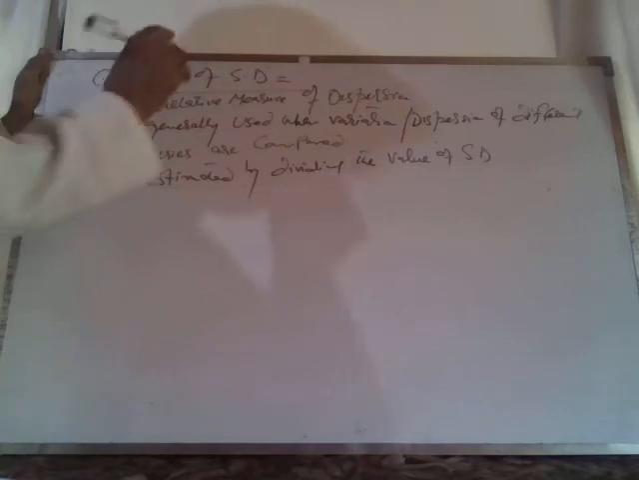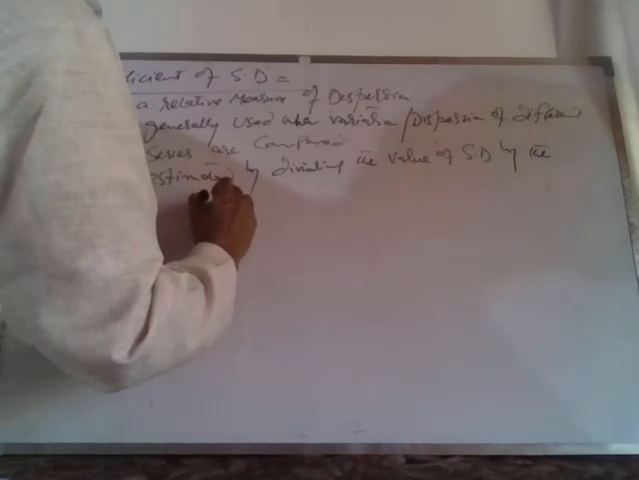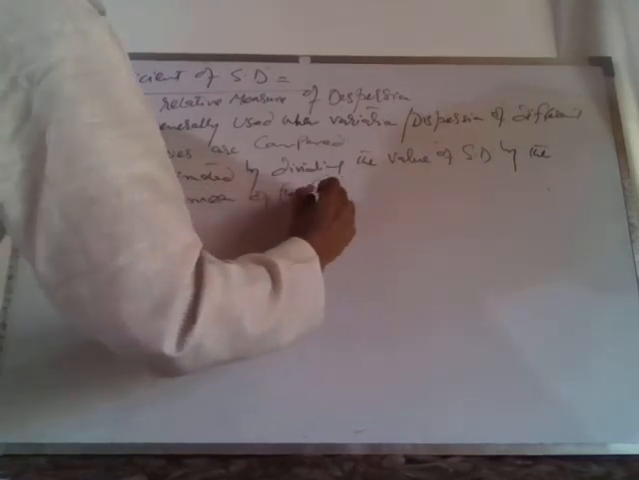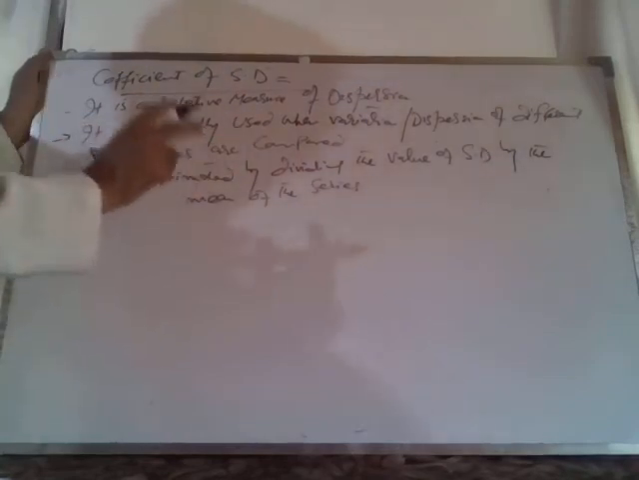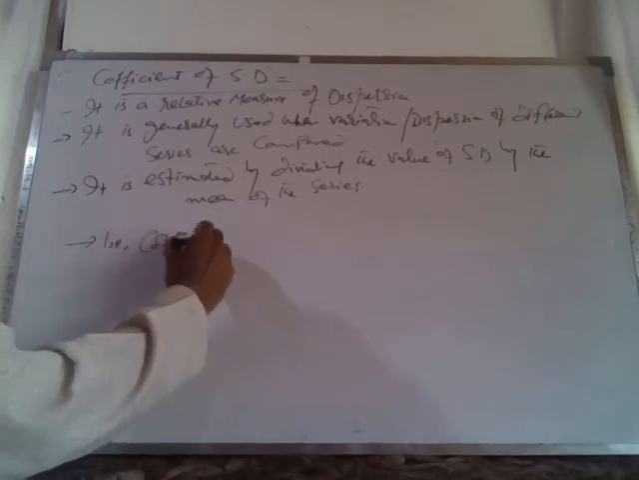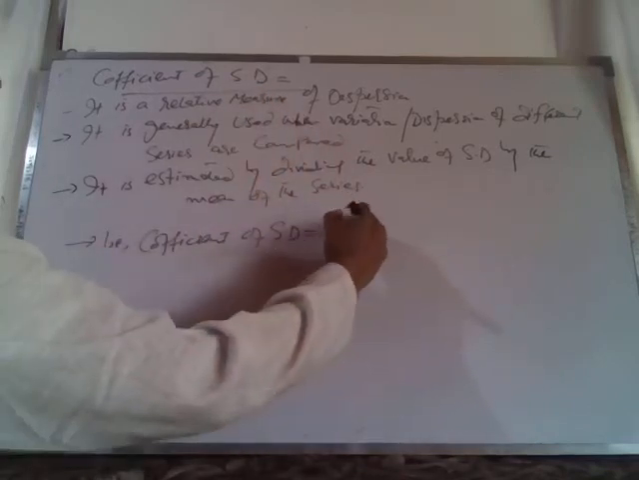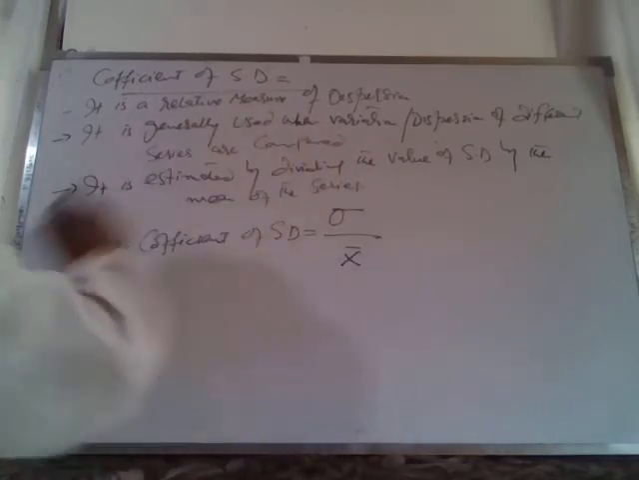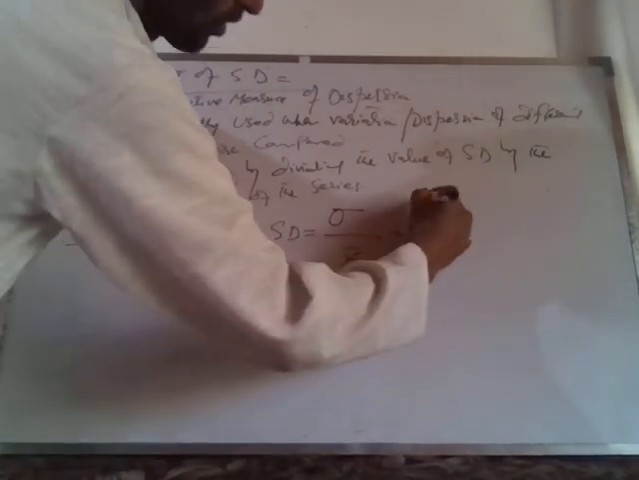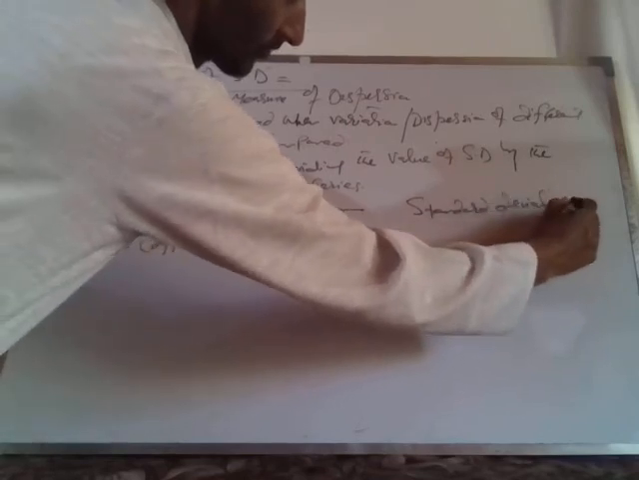हमारी standard deviation क्या आ गई? By the mean of the series. It is estimated by dividing the value of standard deviation by the mean of the series. Thus, हम ये कहेंगे कोएफिशिएंट ऑफ स्टैंडर्ड डेविएशन बराबर होता है स्टैंडर्ड डेविएशन डिवाइड बाय एक्स बार, that is, value of standard deviation divided by mean.